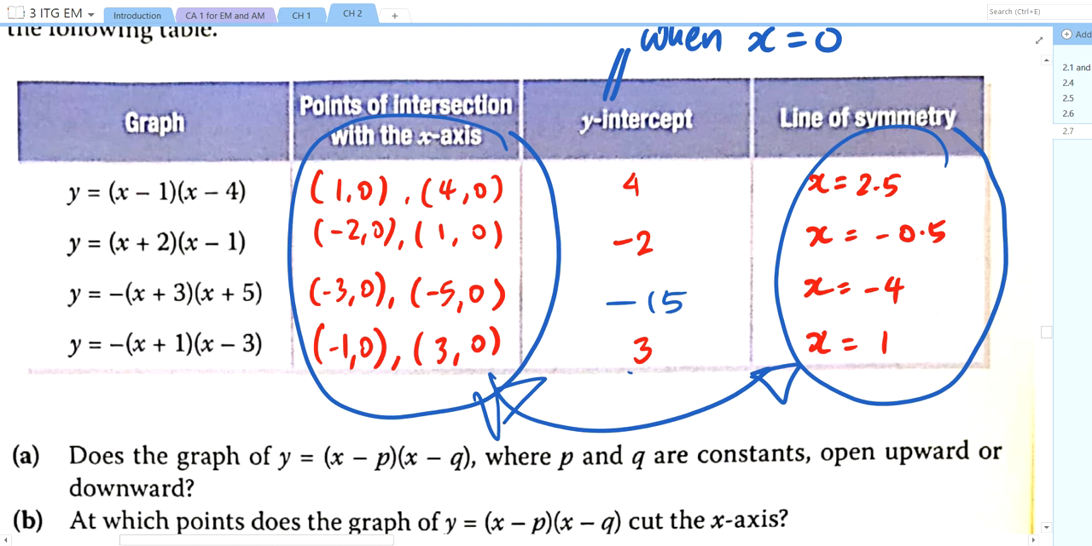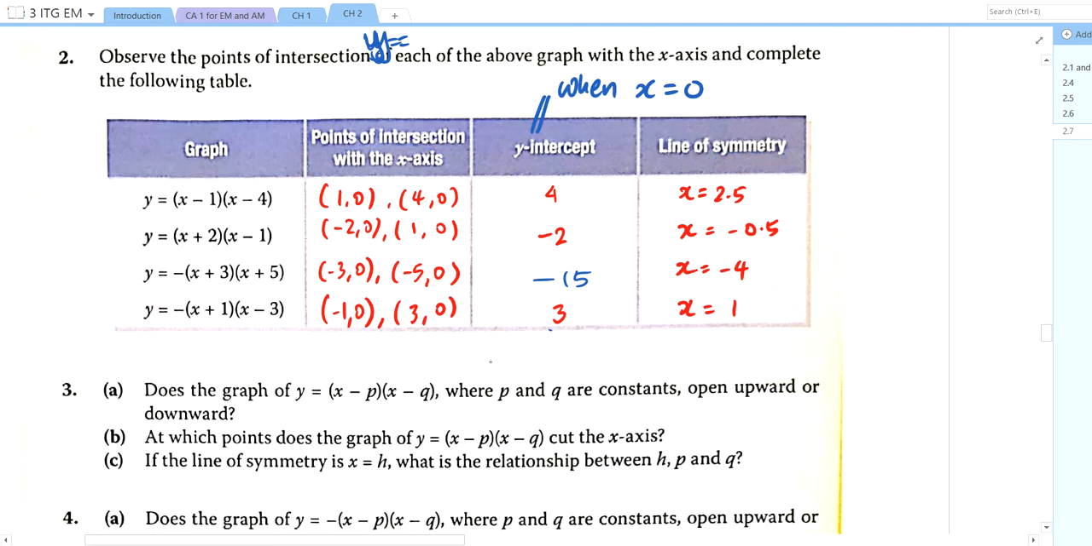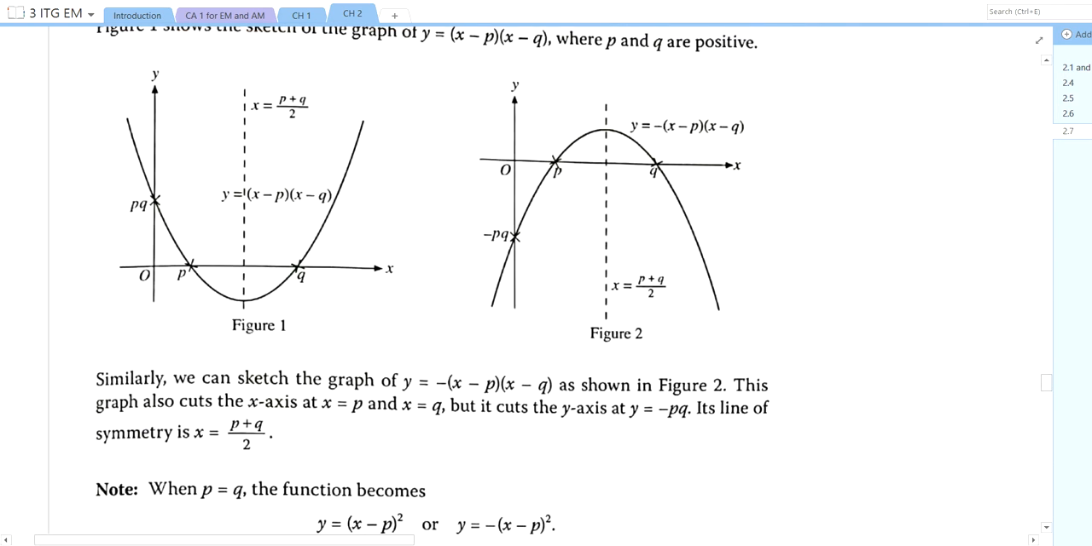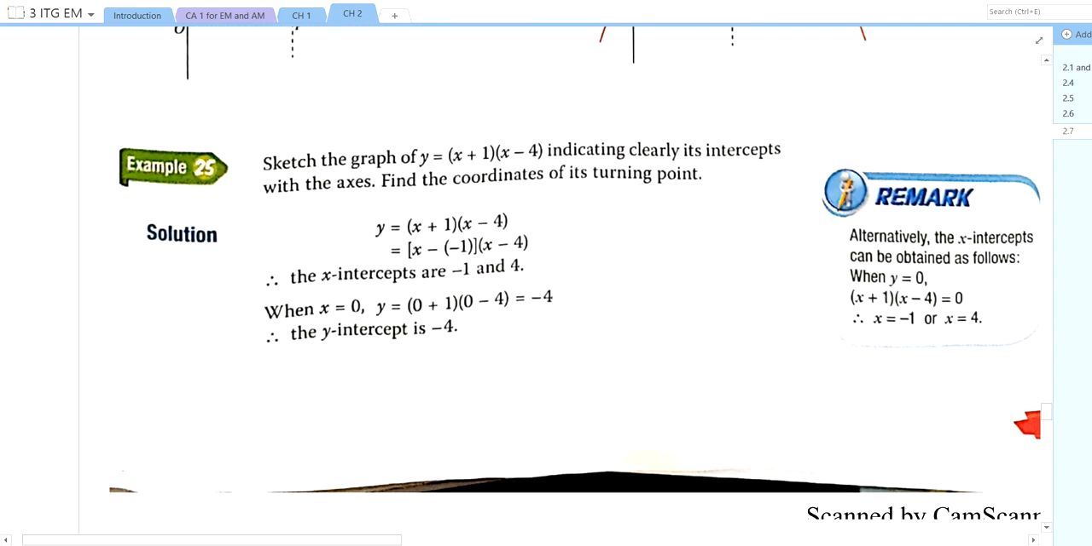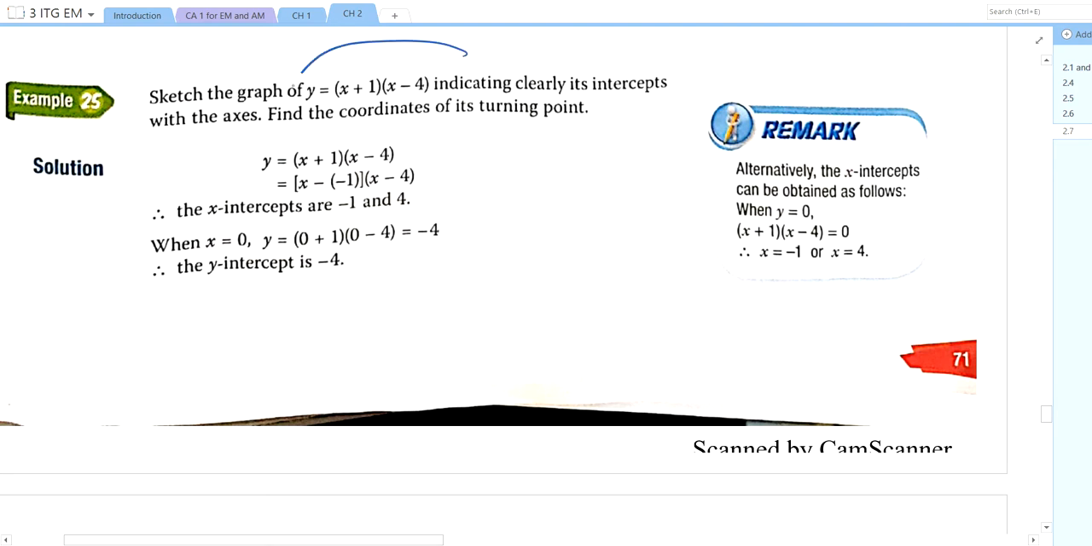Now, this is our summary so far. Do you think with all this information, you are ready to sketch a graph? Yes. Let's try. We can skip all these. Let's go to example 25. You are told to sketch this graph, labeling the intercepts with the axis.